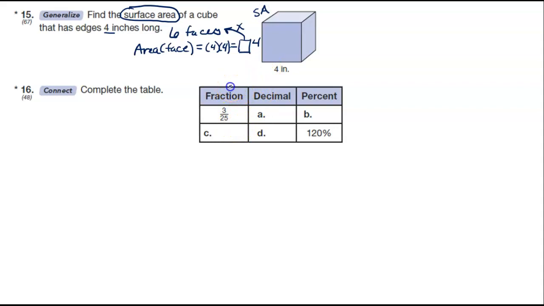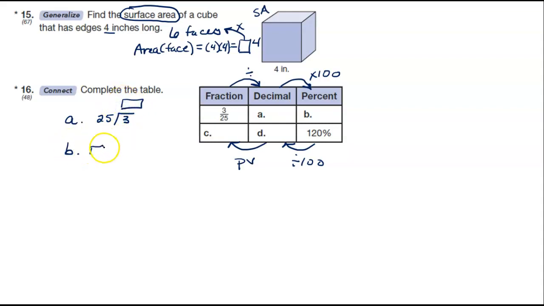Okay, fraction decimal percent. So this, we divide. This, we multiply by 100. This, we divide by 100. This is place value. Okay, so let's get into it. To find A, we're going to need to divide 3 by 25. Not 25 by 3. This should be a decimal. Okay, whatever decimal you get in A, you're going to multiply by 100 to get your percent.